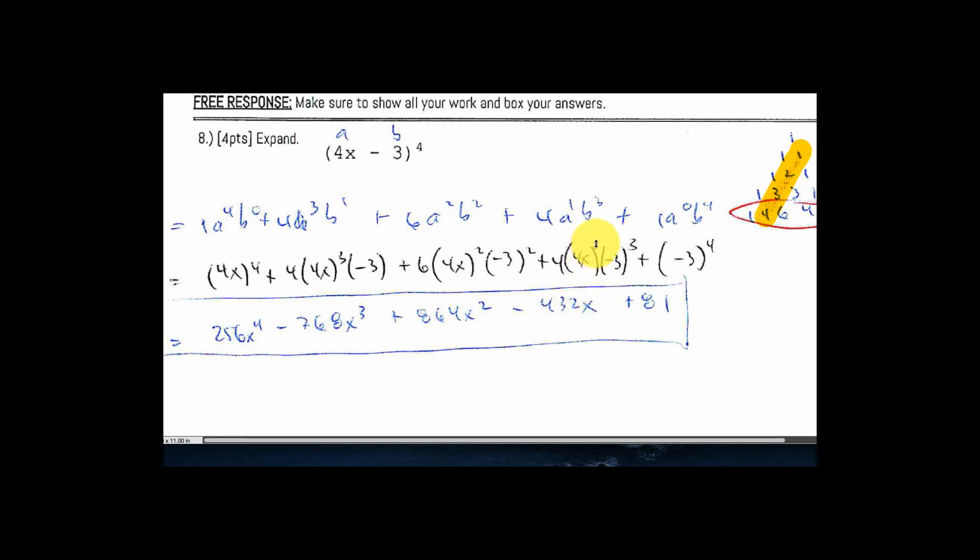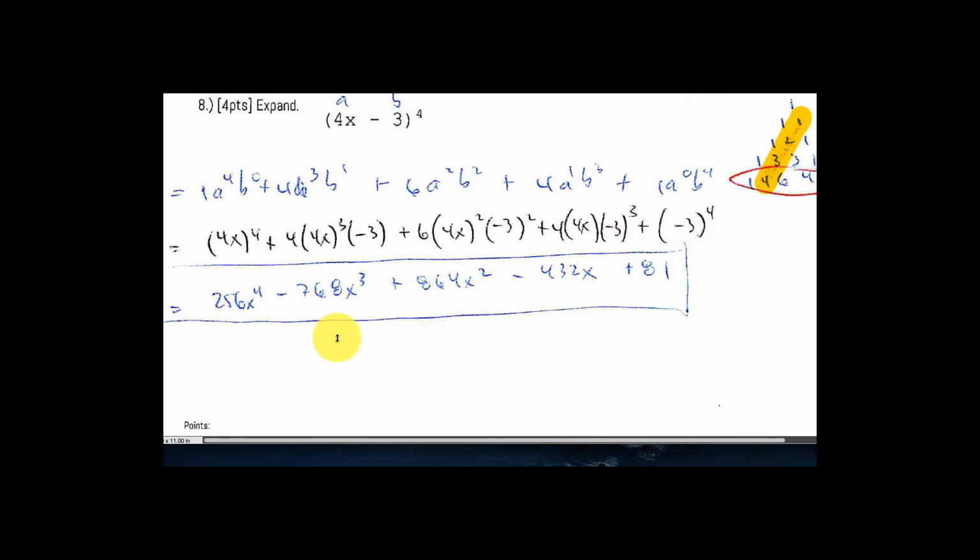Negative 3 to the 3rd power is negative 27 times 4 is negative 432x. Remember, this x here is to the 1st power. It's not x to the 3rd power. That would be incorrect. And then negative 3 to the 4th power is 81.